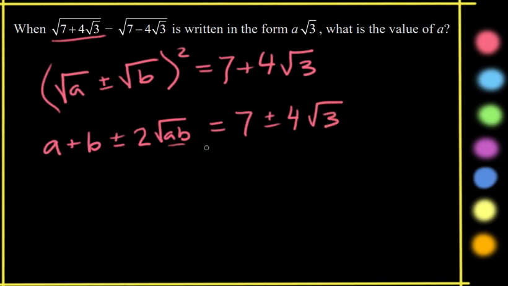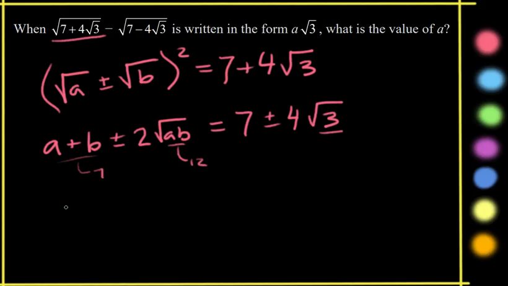So a times b has got to be 3, or I should say, actually, a times, no, because this is 4 here. So that means a times b has got to be 4 times 3. So a times b has got to be 12, actually. And then a plus b has got to be 7. So this thing's got to be 7. So what do we got? We got 3 and 4, right?